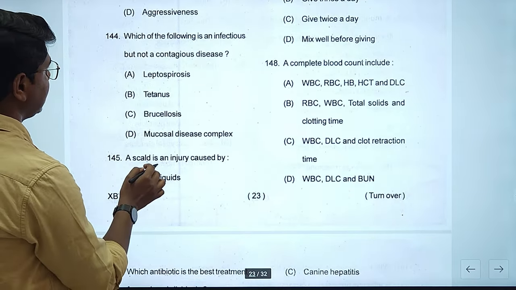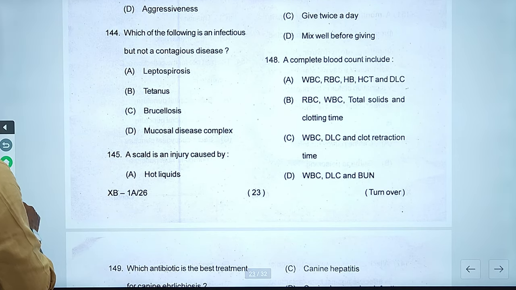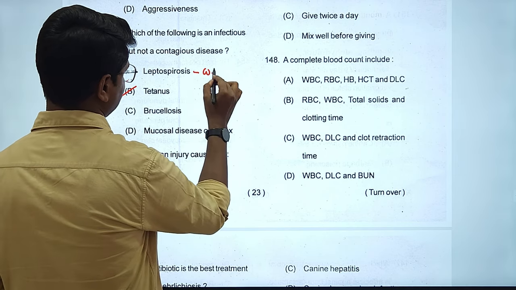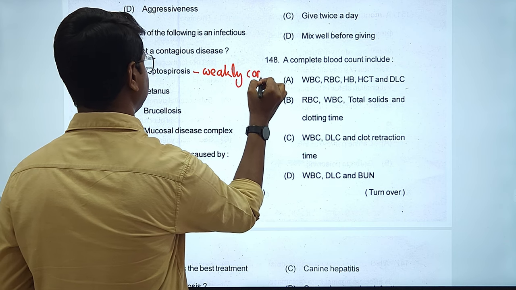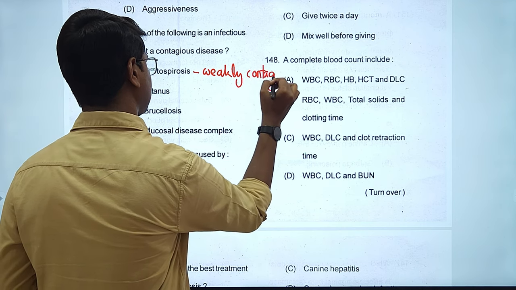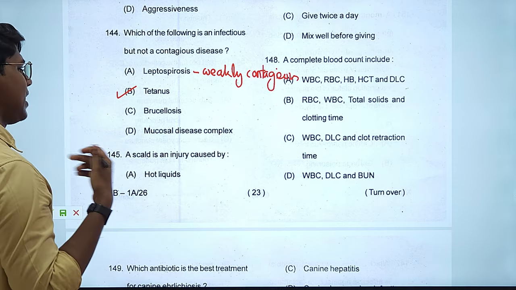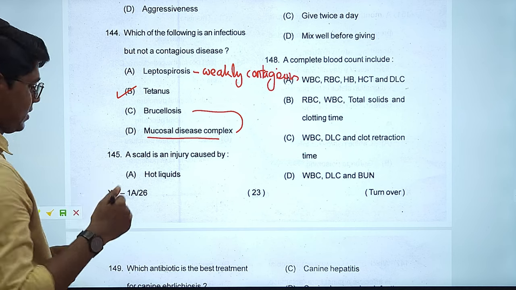144. Which of the following is an infectious but not a contagious disease? The answer is tetanus. Tetanus is not contagious. Leptospirosis is weakly contagious. Brucellosis and mucosal disease are highly contagious, especially mucosal disease, very, very highly contagious.